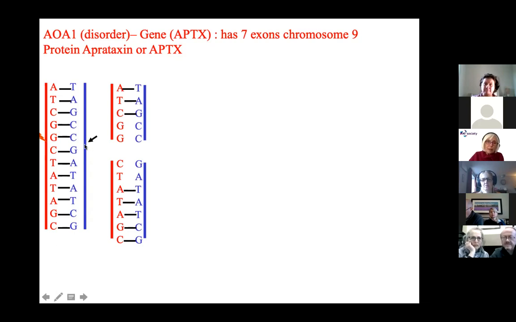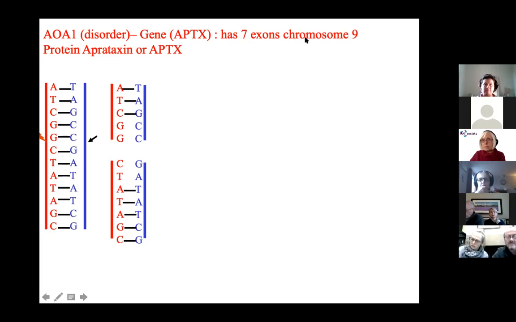What I've talked about is a double-strand break. So this is a double-strand break. And, well, let's just go back. So AOA1 is the disorder. Aprataxin is the gene that's defective. It's much smaller than ATM. It only has 7 exons and it's on chromosome 9.